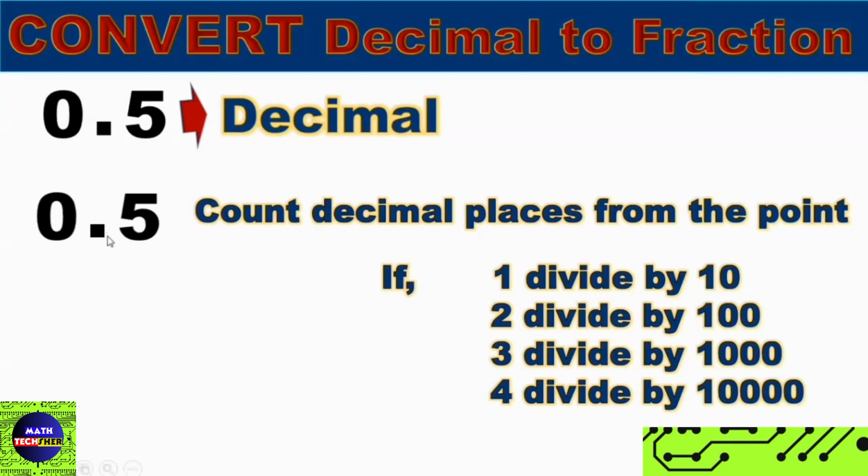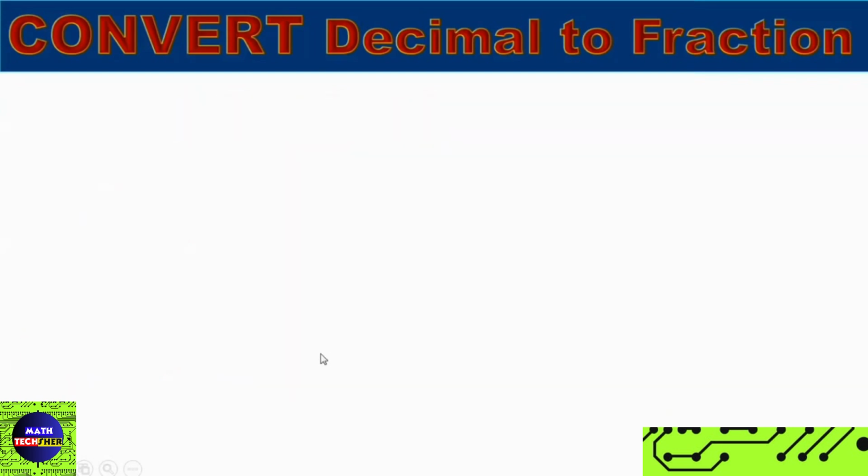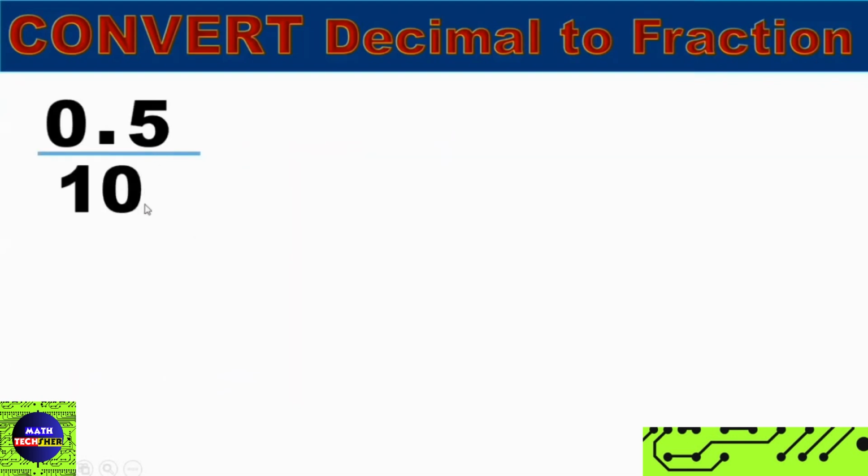Okay, since our given is 0.5, if you're going to count from the point, our decimal place is only 1, which is 5. Okay, so since it is only 1, we divide by 10. Okay, and then the next step, we have 0.5. We divide it by 10. Then we're going to disregard the point. Then we're going to write 5 over 10. Okay, we eliminate the point. And then now we have 5 over 10.